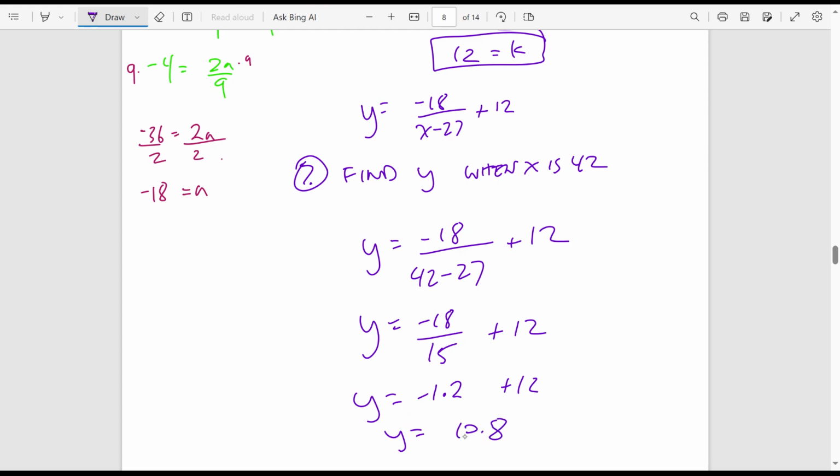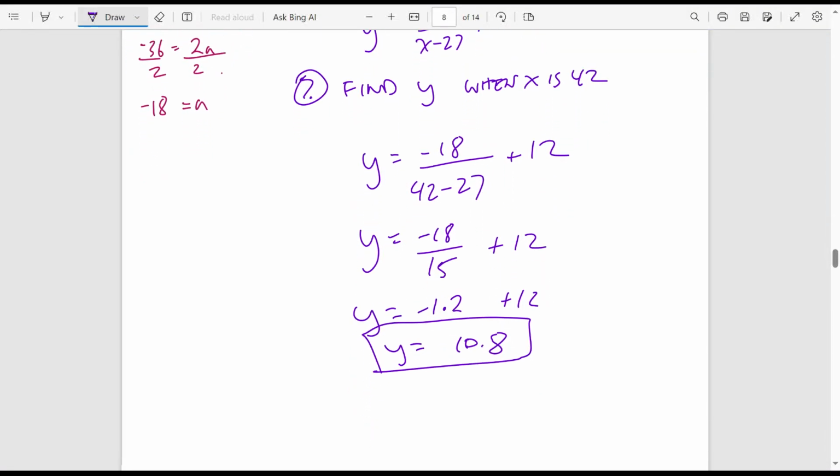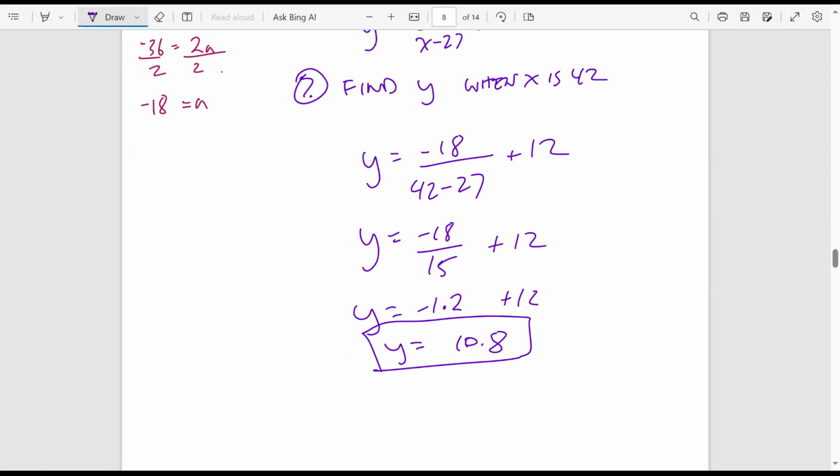Oh, positive 10.8 is my final answer. That is the height. Thank you for being my algebra today.